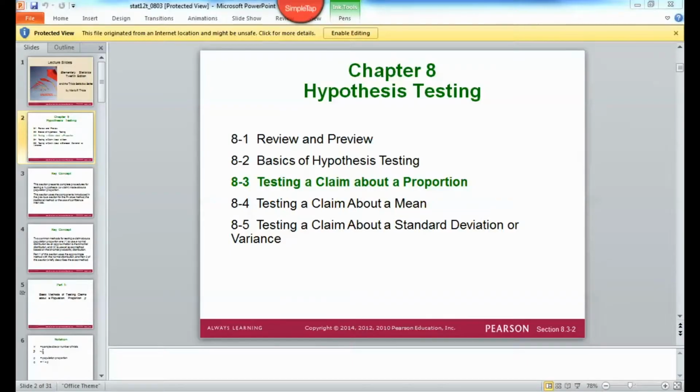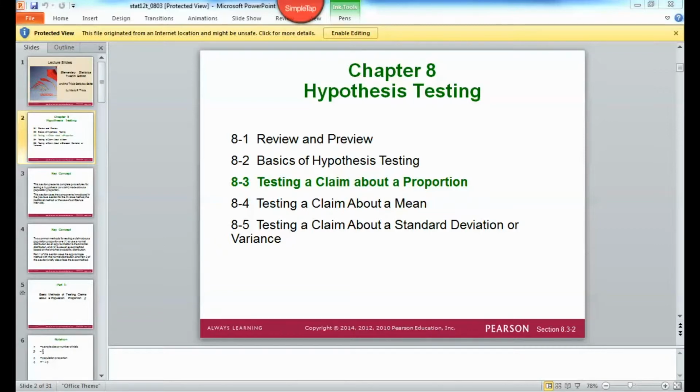Alright, 8.3, testing a claim about a proportion. To understand this section and the next two sections, it's going to be very important that you have a good grasp on 8.2. So if you haven't watched the videos from 8.2, I believe there are two of them, then I would strongly suggest doing that first. It's even worth watching them twice because 8.2 explains a general idea of what we need to do.